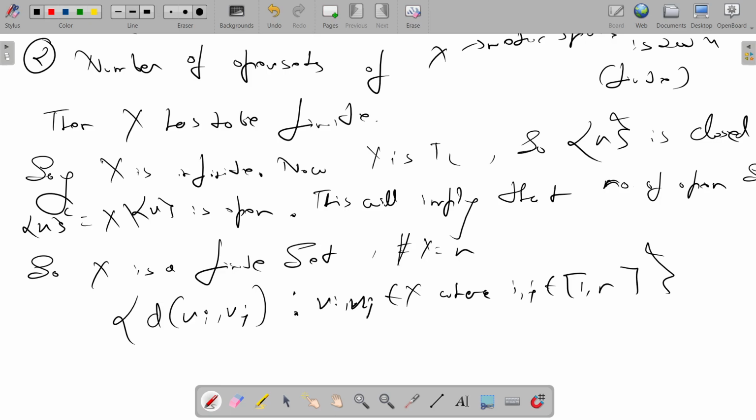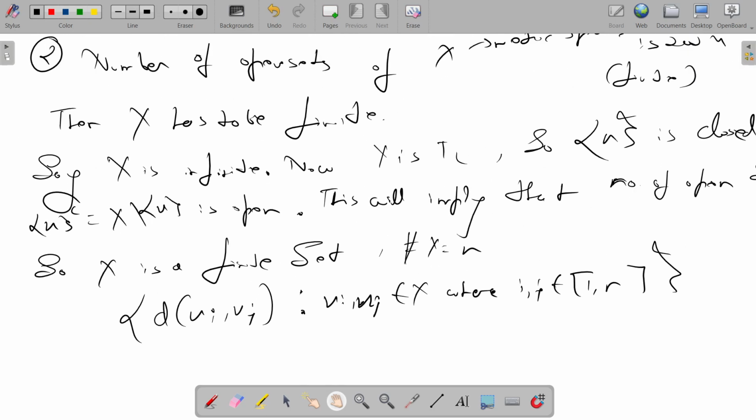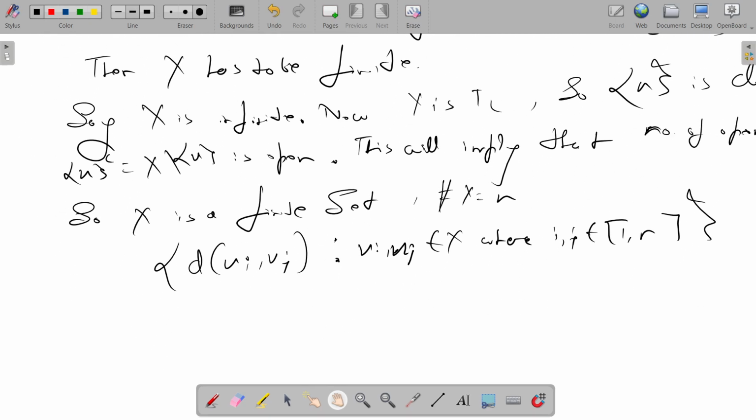So this set is well ordered, right? So there will be a minimum, and we can just divide the minimum by 2, and we'll see that each point is isolated and so on. So we can see that this will be a discrete metric. Now, in a discrete metric, I mean, each set is an open set.